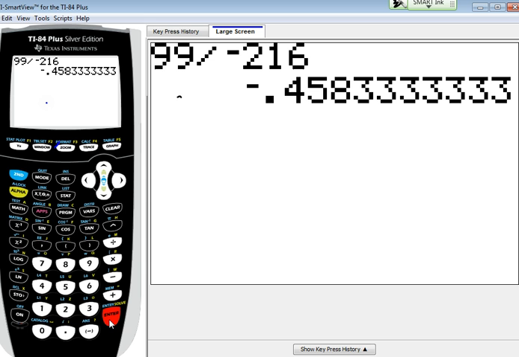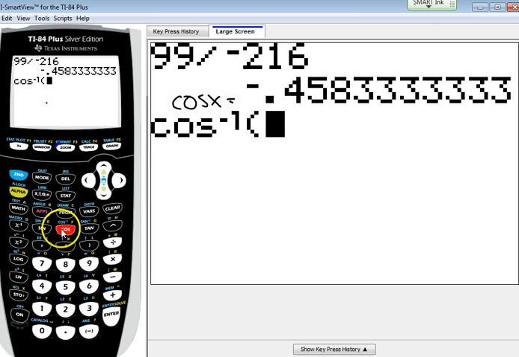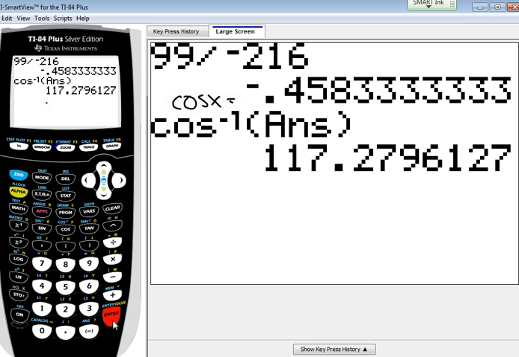So what do you need to do next? Second function. Good. So we've got to do second cos. Put that in.